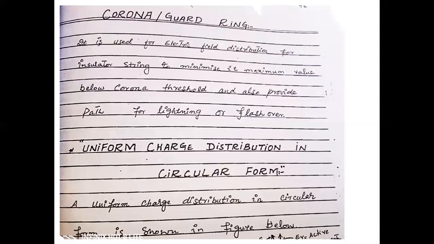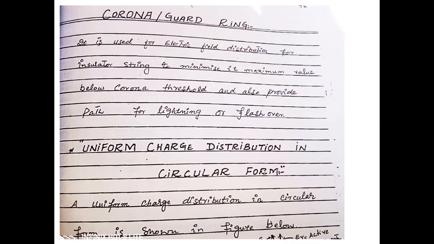In corona discharge we will study that the minimum voltage that can cause the corona to start, that can cause the inception of the corona, is called the threshold value or the corona inception value. So this ring acts as a protection to reduce this stress below the corona threshold value, and it also provides a path for lightning and flashover. So, uniform charge distribution in circular form.